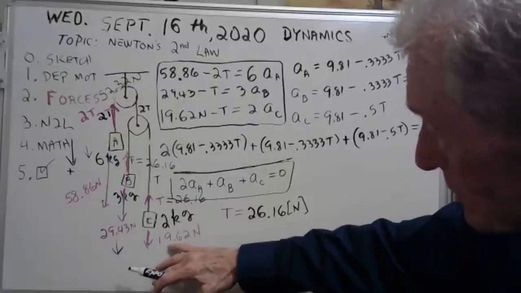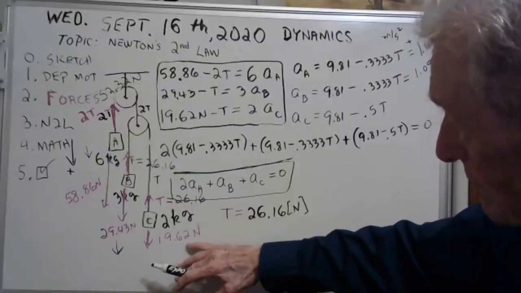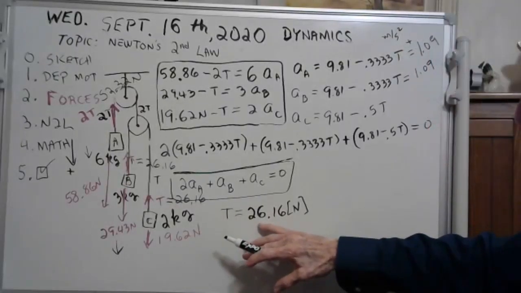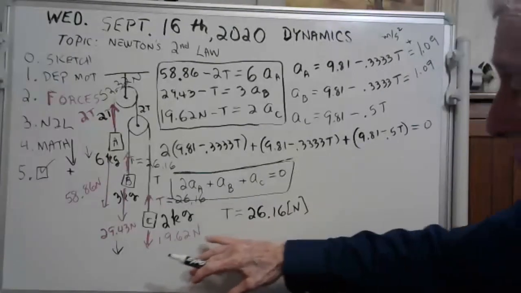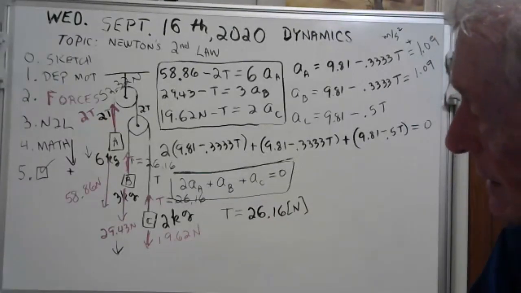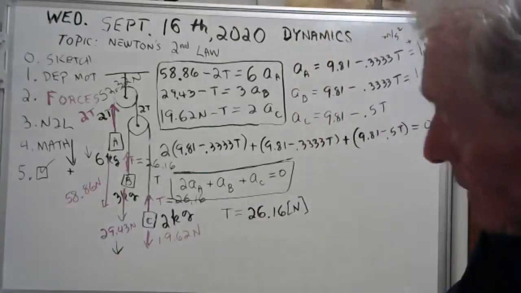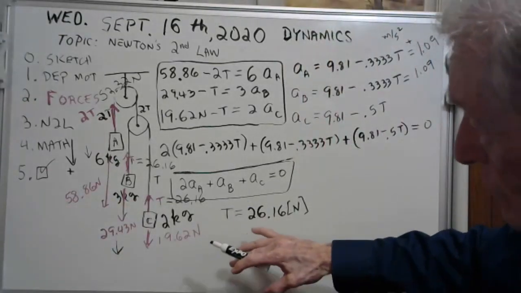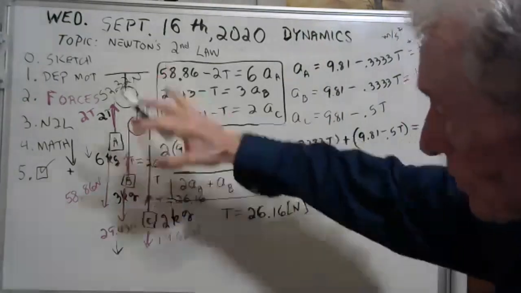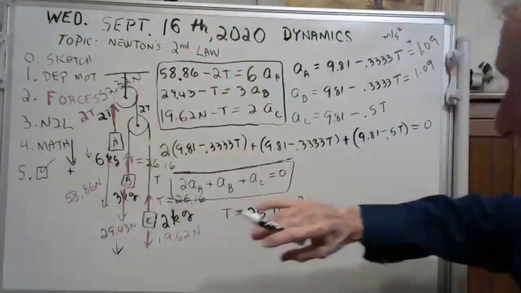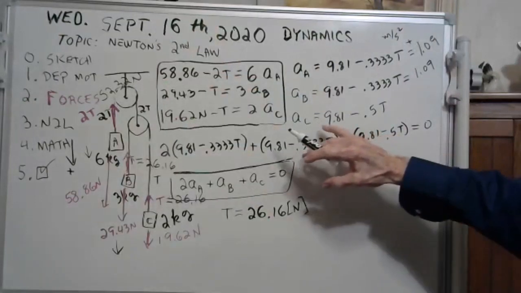Now C's got 19.62 going down. Ooh, but it's got 26 something going up. 26 is bigger than 19. See, what we're doing right now is we're checking our work. Common sense says 26 is bigger than 19. C should go up. Zoom, it goes up. Well, let's see what it is.